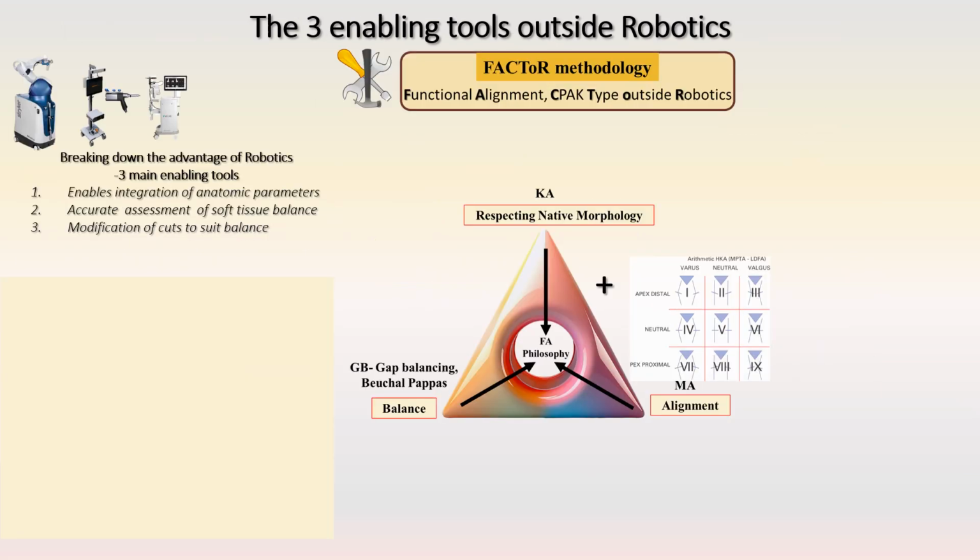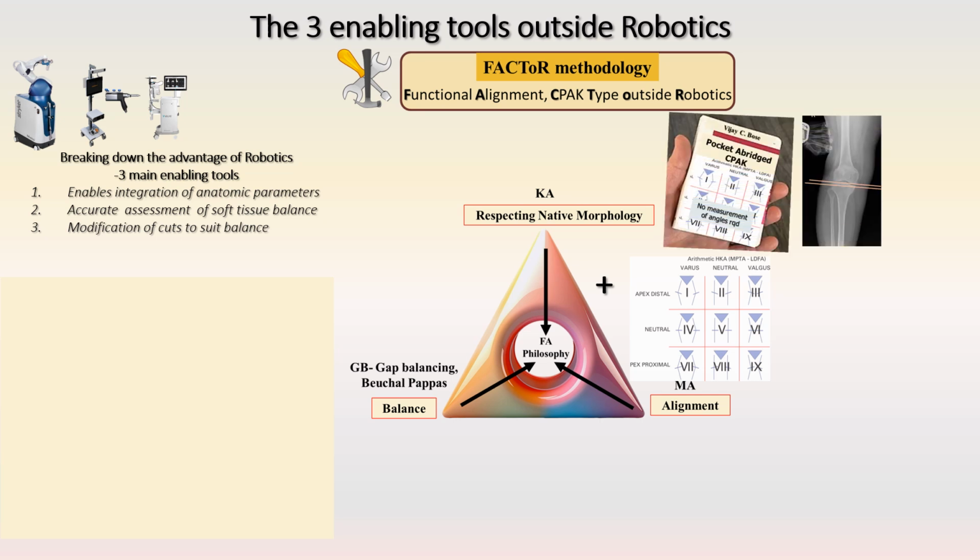So essentially what we have done is we have developed three tools outside of robotics, which will achieve the same as what the robotics is able to achieve. The first tool is, of course, the Pocket Upgrade CPAK, which is covered extensively in the part 1 video. So using a valgus stress film, one can very easily, using the Pocket Upgrade CPAK, calculate what CPAK the patient belongs to without the calculation of any angles.